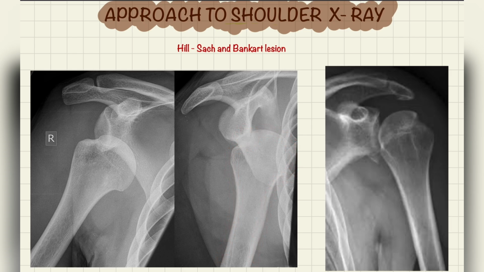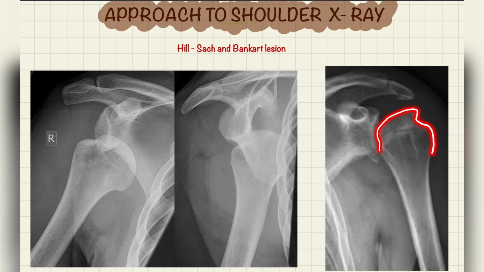This is a Hill-Sachs. Now let us talk about the Bankart lesion. Bankart lesion is formed when the humeral head is relocated to the glenoid cavity. So this is the humeral head, and when we relocate this humeral head to the glenoid cavity, the bony Bankart forms in the anterior inferior surface of the glenoid cavity.